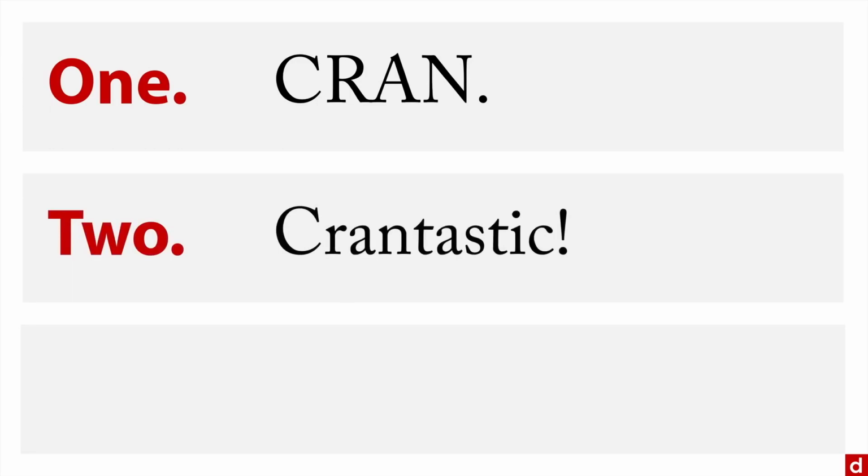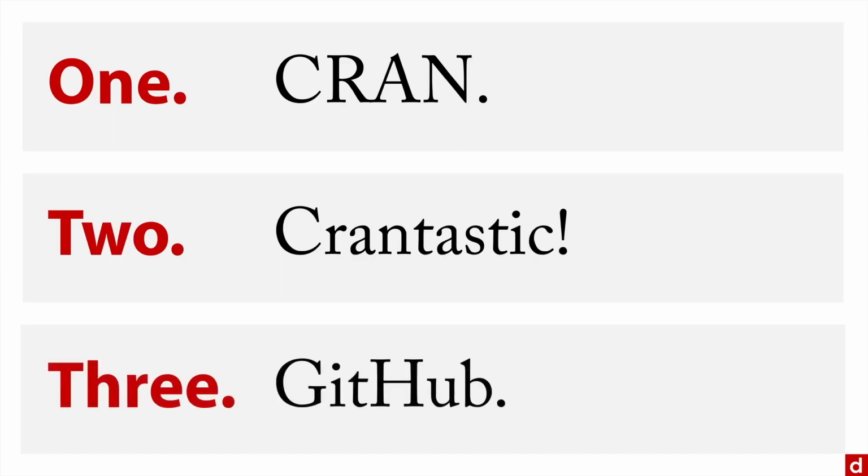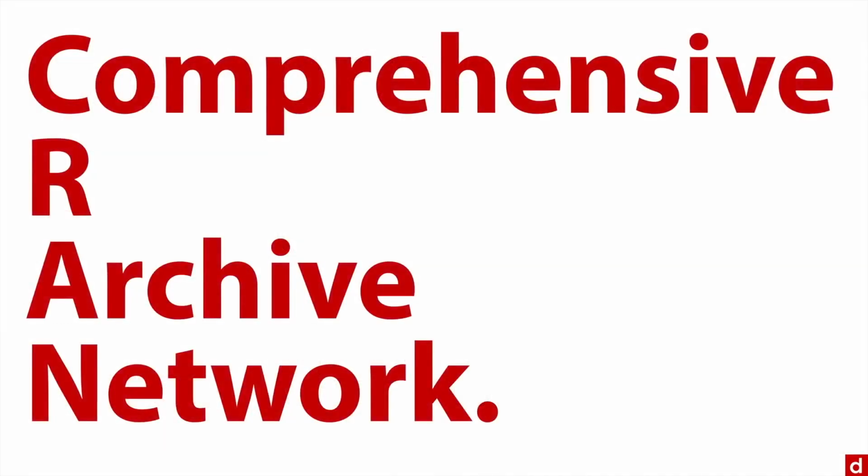Two, you can go to a site called Crantastic, which really is just a way of listing these things. And when you click on the links, it redirects you back to CRAN. And then third, you can also get R packages from GitHub, which is an entirely different process. If you're familiar with GitHub, it's not a big deal. Otherwise, you don't usually need to deal with it. But let's start with this first one, the Comprehensive R Archive Network, or CRAN.